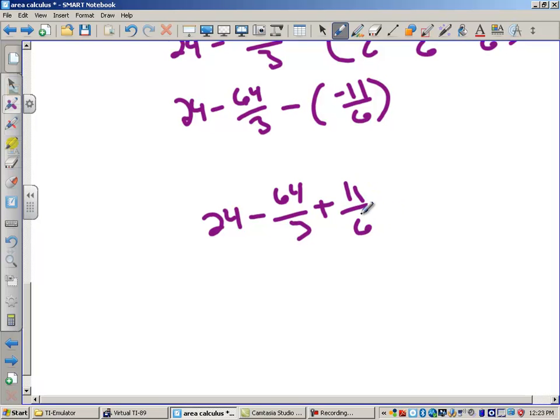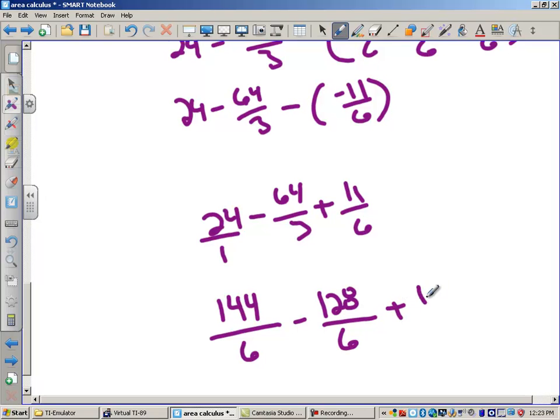So I guess I'm going to do common denominators again. Why not? We'll make them over 6. So that's going to be 6 times 20, that's 120. 6 times 4 is 24, so that's 144 over 6 minus 128 over 6 plus 11 over 6. Okay, so 144 minus 128, well, that's 16 plus 11. Looks like we got 27 over 6, which we divide by 3, we can get 9 halves.